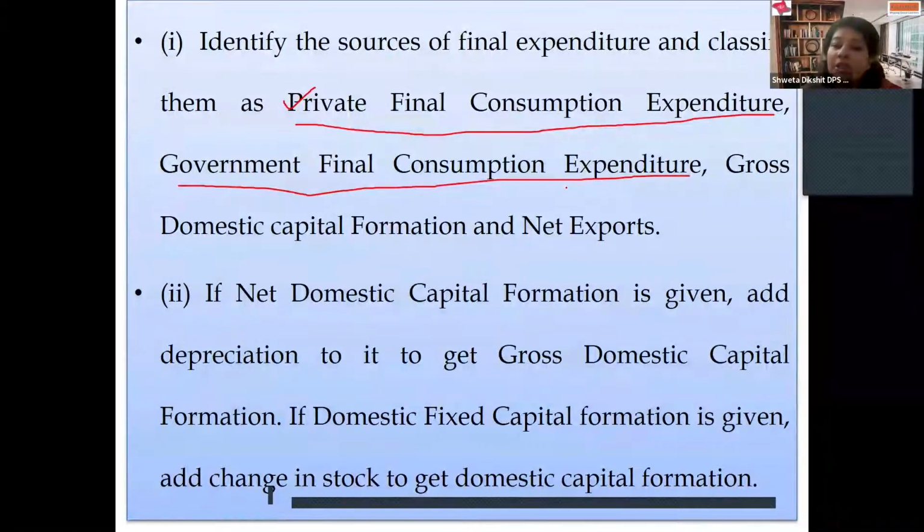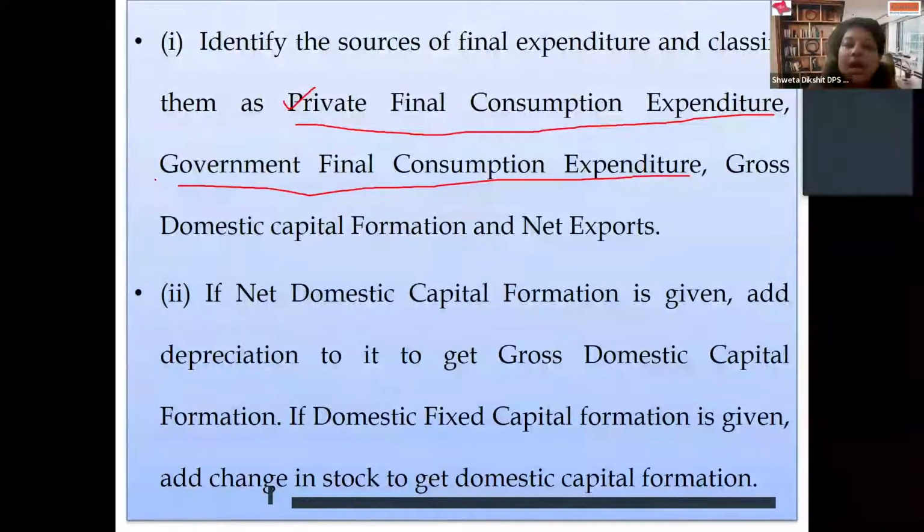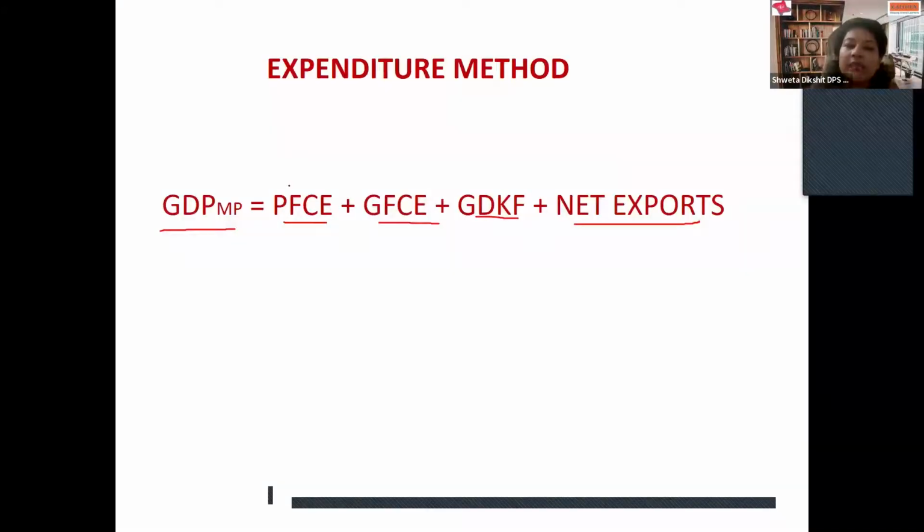Why are they known as consumption expenditures? Because they are not going to add any liability or reduce any liability. They are not going to reduce any asset or add any asset. Therefore, they are consumption expenditures. So the second part is GFCE, government final consumption expenditure, as per the formula, as you can see over here: private final consumption expenditure, government final consumption expenditure.